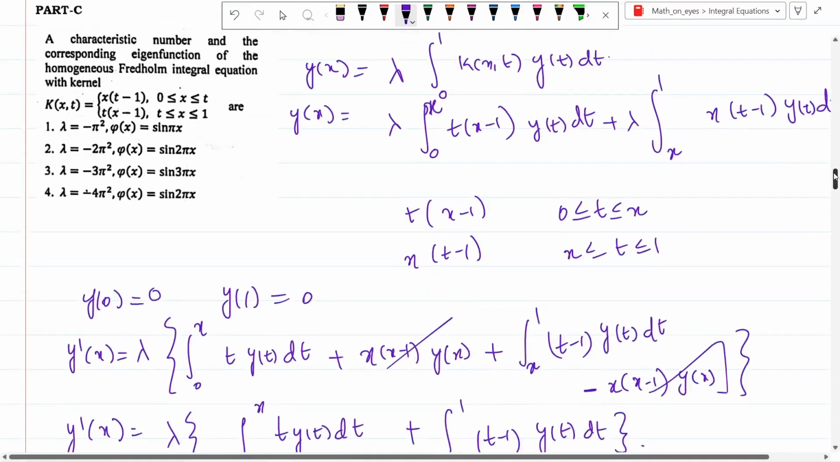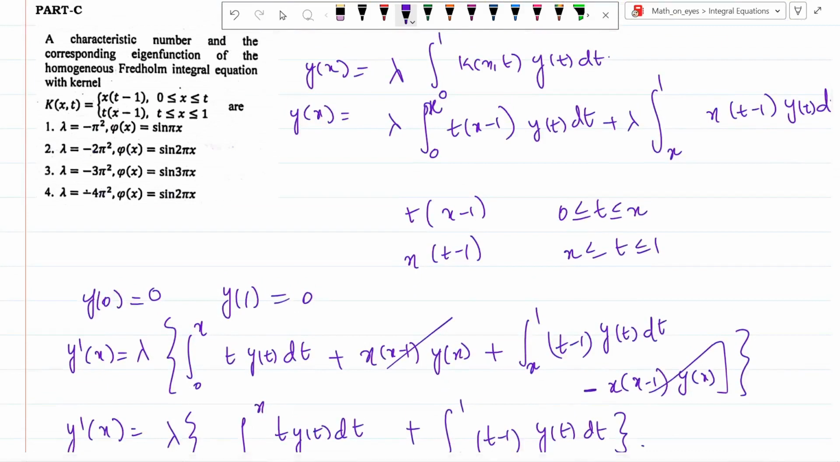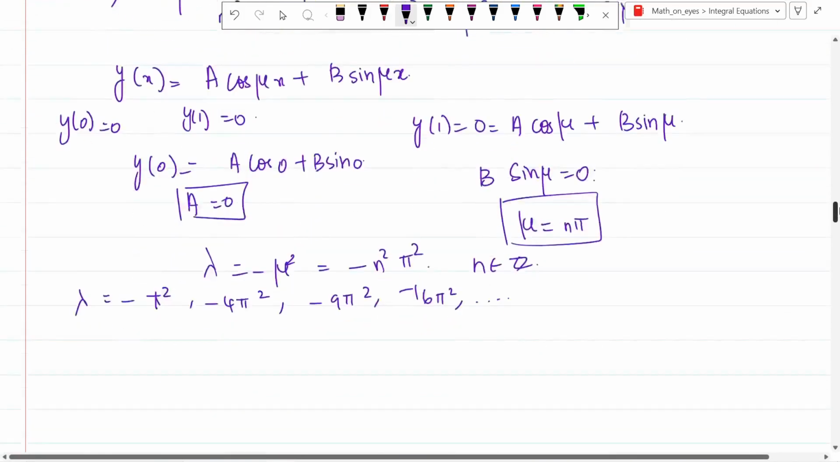Now we will see what are the options present here. The present options are lambda is equal to minus pi squared, lambda is equal to minus 4 pi squared. Lambda is equal to minus 2 pi squared can never be the characteristic number or eigenvalue. So this is false. We need to verify for only these two, A and C. When I verify for minus pi squared, phi of x is equal to sine pi x. We must arrive at the corresponding eigenfunction being sine pi x. Let us verify whether we are getting sine pi x or not.